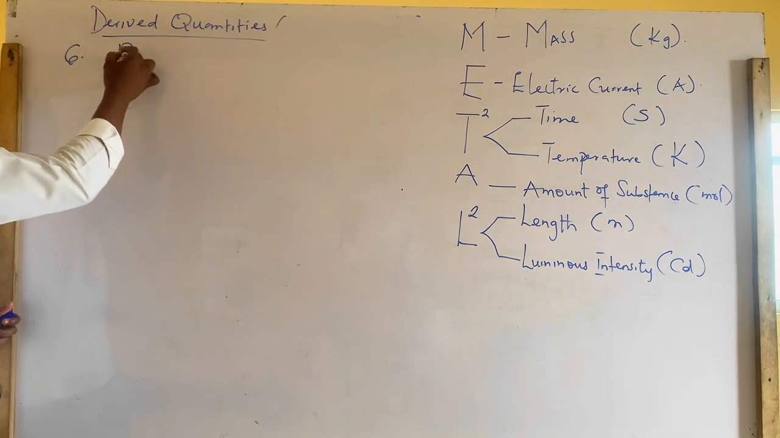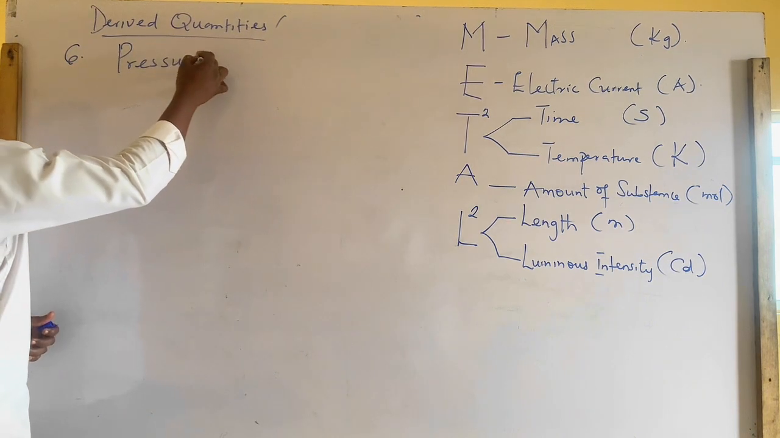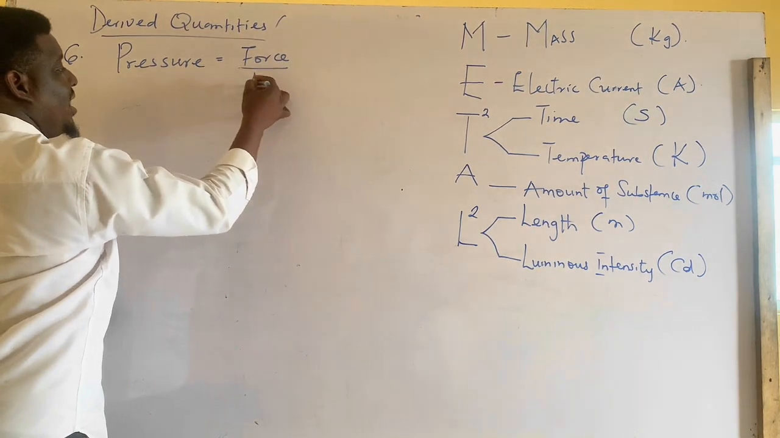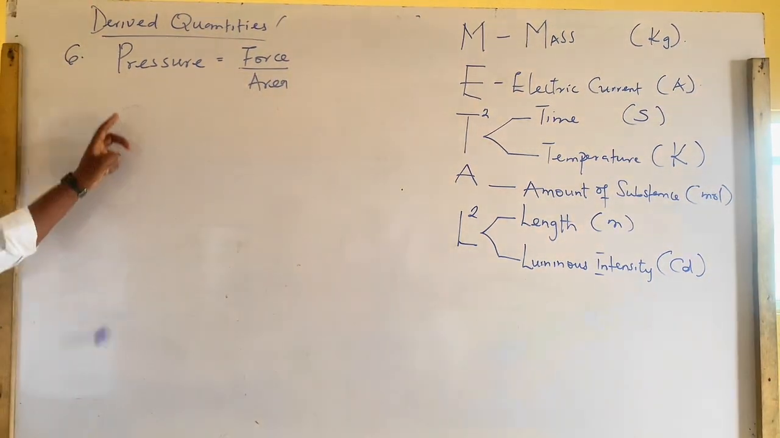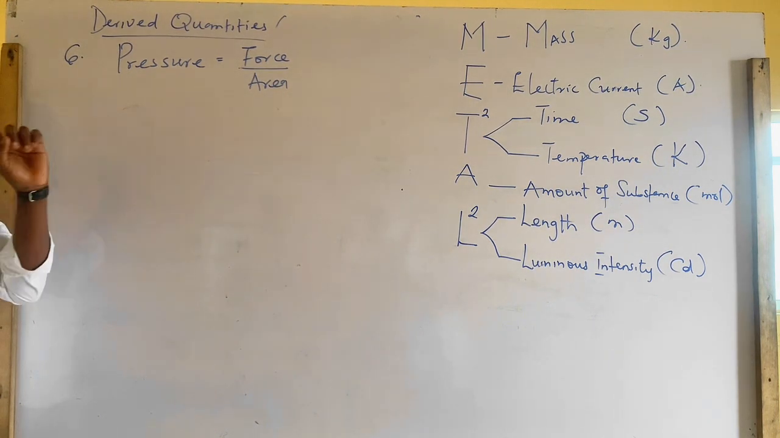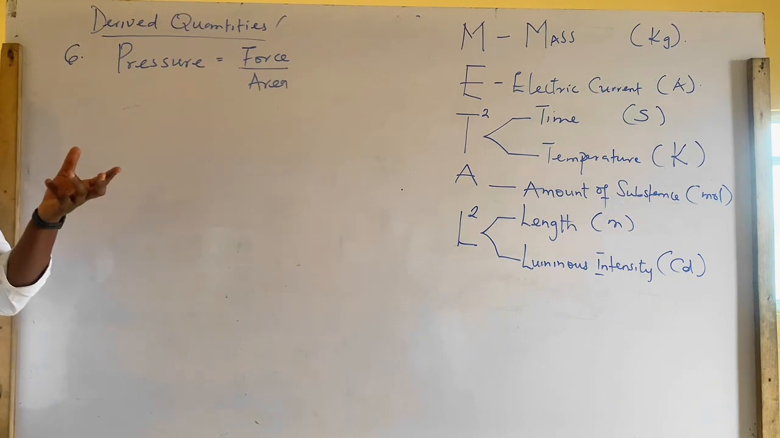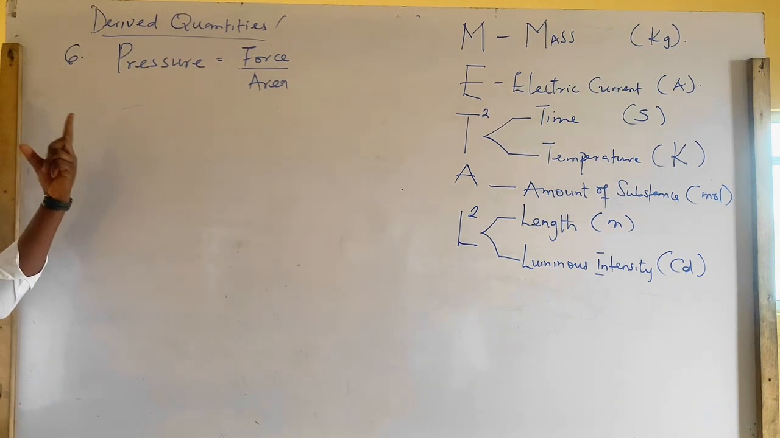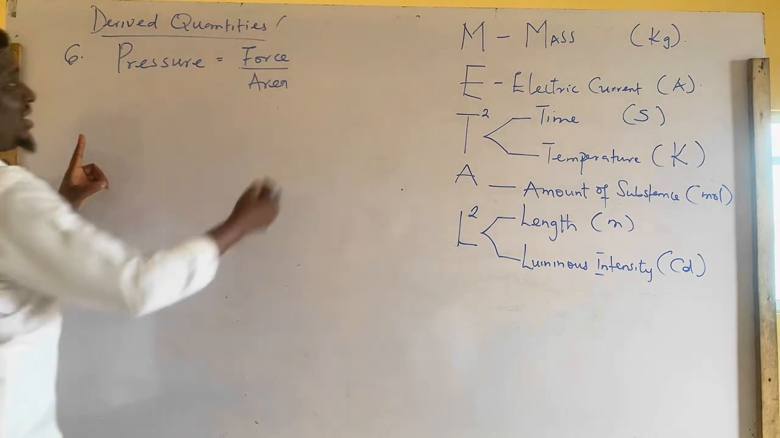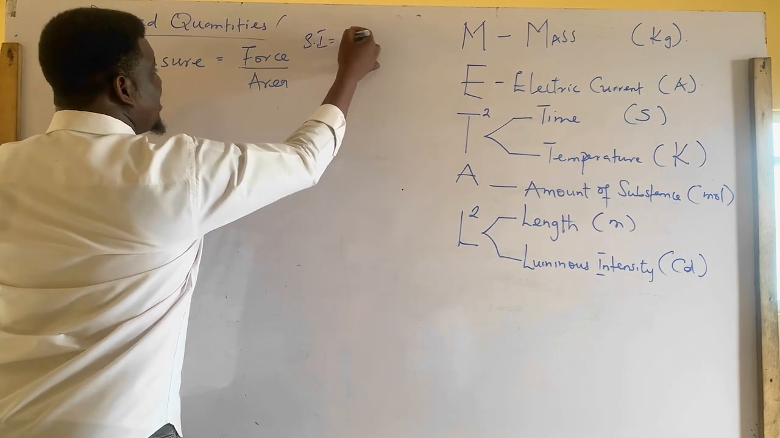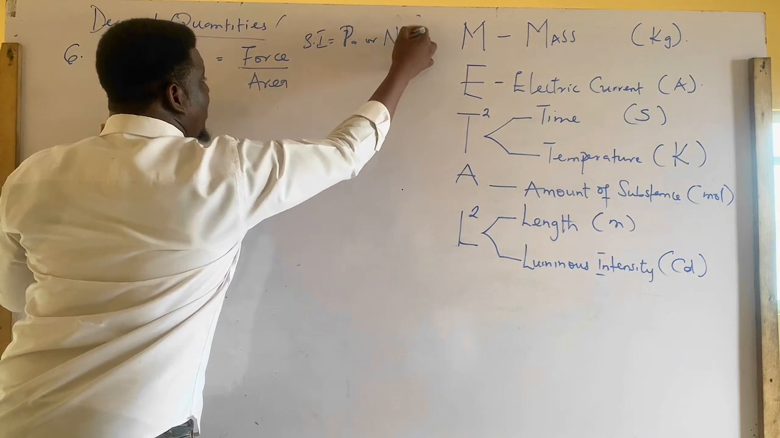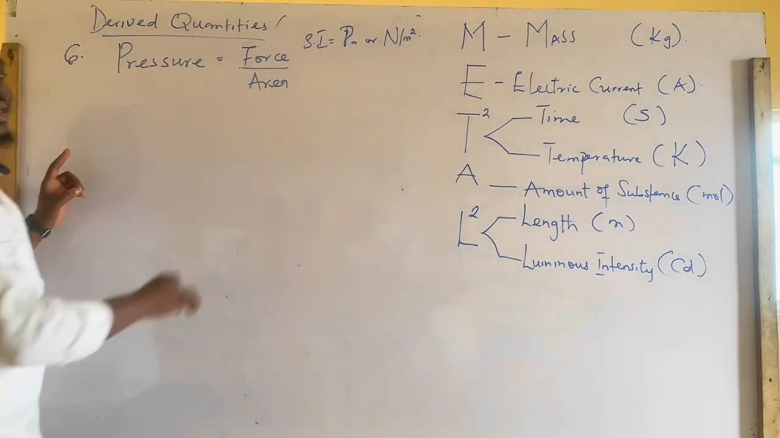I will take pressure, and pressure is what? Force over area. Now, what is the SI unit for pressure? The SI unit for pressure is Pascal. Or it can be what? Newton per meter square. But the basic unit is different. So the SI unit is what? Pascal. You are very right. Or Newton per meter square. The SI unit, standard unit.